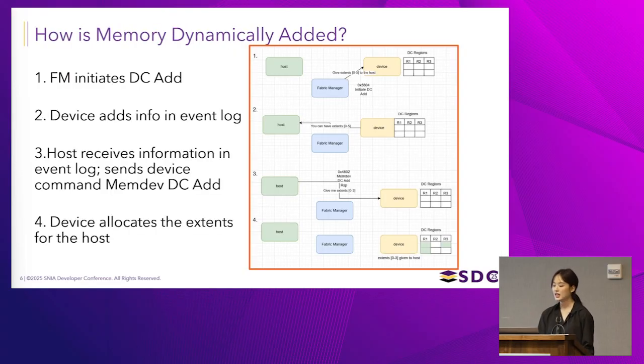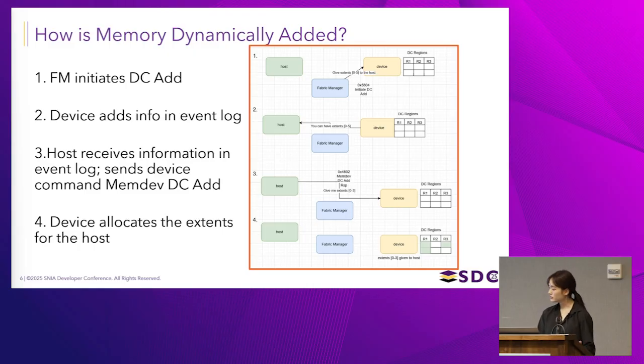Okay. As promised, I'll talk more about how the fabric manager, host, and device interact. And specifically, I'm going to explain how memory is dynamically allocated. And this begins with the fabric manager, which sends the FM API add command to the device, telling it to make some extents available to the host. Then the device processes this information and records it into an event log and triggers an interrupt to the host.